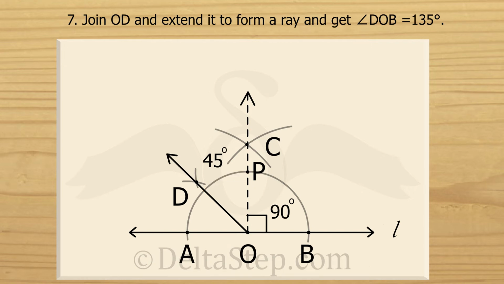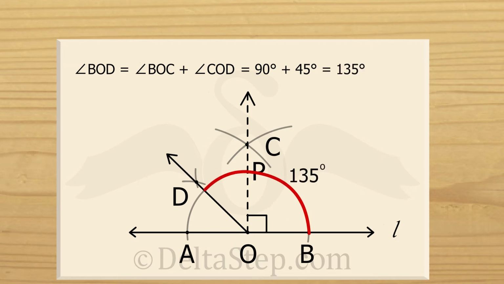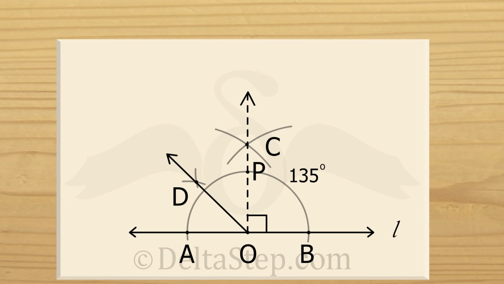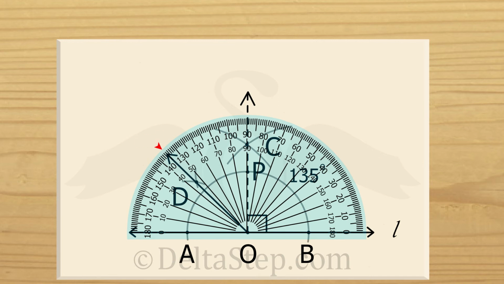So now we see that angle BOD is equal to angle BOC plus angle COD. So we get a required angle of 135 degree. That is, angle BOD is equal to 135 degree. Now we can verify it using a protractor and we see that angle BOD is indeed equal to 135 degree.